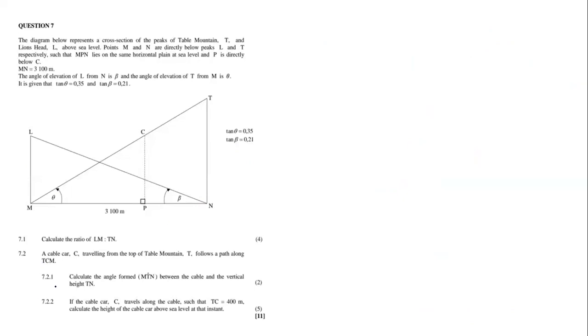So now we move to 7.2. They say to us, a cable car C, this is the cable car they are talking about, traveling from the top of Table Mountain. Remember, this is Table Mountain. The car is traveling from the top of Table Mountain at point T, and follows a path along TCM. It is traveling downwards from T. 7.2.1 says to us, calculate the angle formed between the cable and the vertical height, Tn.